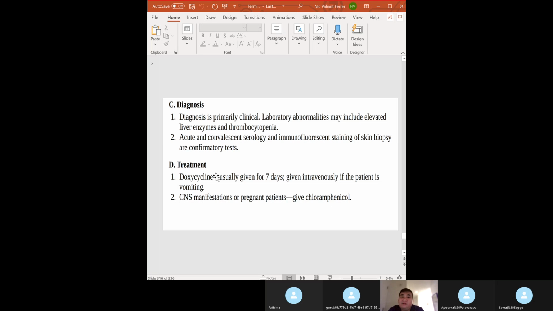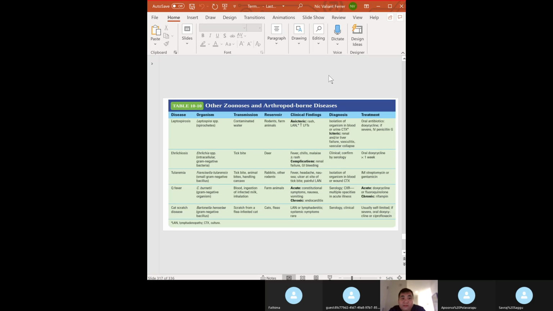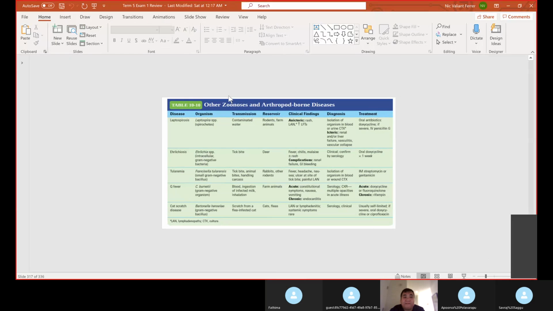So if it's an intracellular pathogen organism, you always give tetracycline, whether it is Borrelia, whether it is anything that has intracellular pathogen, you always give tetracyclines. If CNS manifestations of pregnant patients or pregnant, you can give chloramphenicol. Put a star here. This is important. It's just a table of your zoonosis and arthropod-borne diseases.